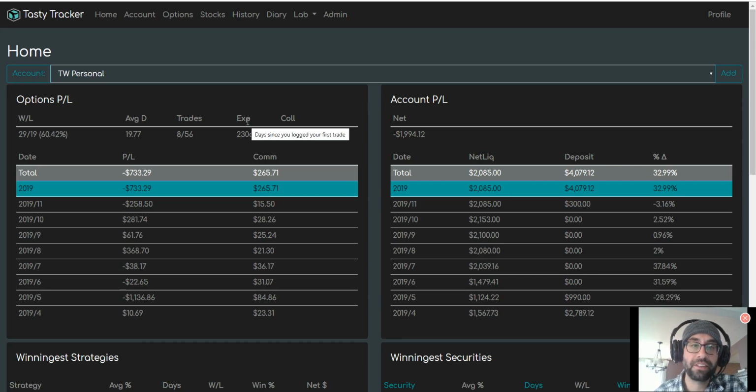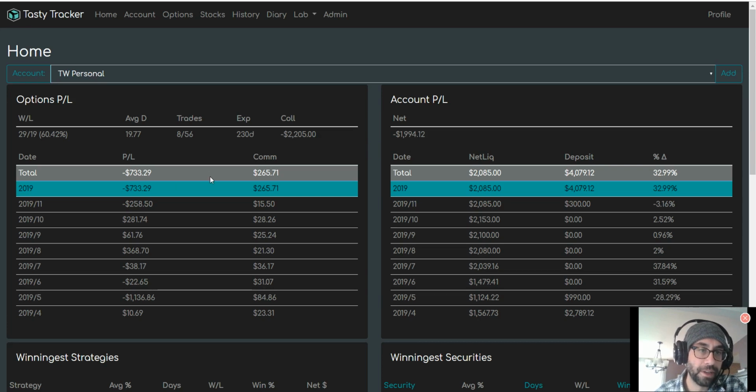The experience is the time since you first logged an option trade. So the first one I logged was 230 days ago. And this last column is the collateral that you currently have deployed to the market. So I have about $2,200 in the market at the moment.